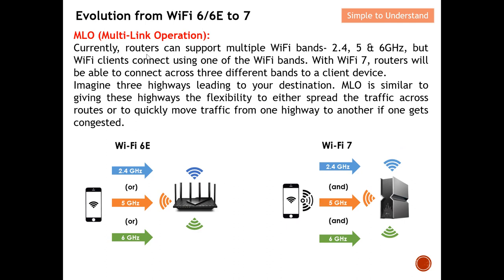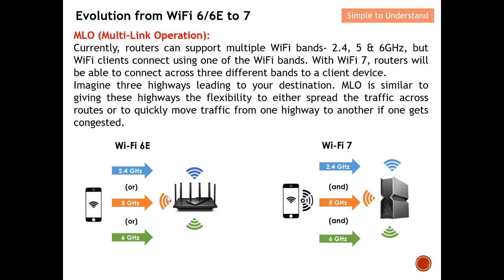Currently, a router can support multiple Wi-Fi bands: 2.4, 5, and 6 gigahertz. But a Wi-Fi client connects using only one of the Wi-Fi bands. When the router connects to the Wi-Fi client, which can be a PC or a mobile phone, they can support multiple Wi-Fi bands, 2.4, 5, and 6 gigahertz. With Wi-Fi 7, the router will be able to connect across three different bands to a client device.